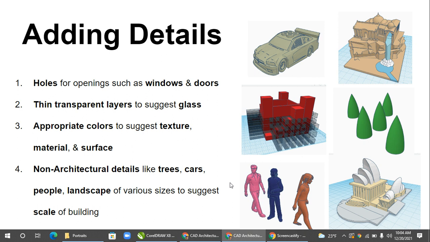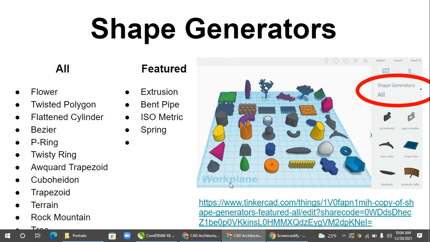Four, make sure that you're using non architectural details. These things include trees, cars, people, and landscapes of various sizes to suggest the scale of the building. If you have some people that are really small next to your building, it really helps to show, again, how tall or big your building is. These non architectural details can be found in a lot of places.